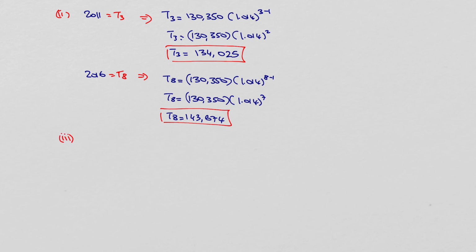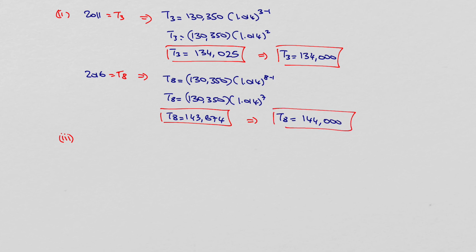Now, in the back of your book, this is your answer, but realistically, the nearest 1,000 is what they've asked for. So therefore, we should be saying that it's 134,000. And for term 8, we would be saying 144,000, because the number that precedes 143,000 there is 6. So therefore, we'd round up. So they would be your nearest 1,000.